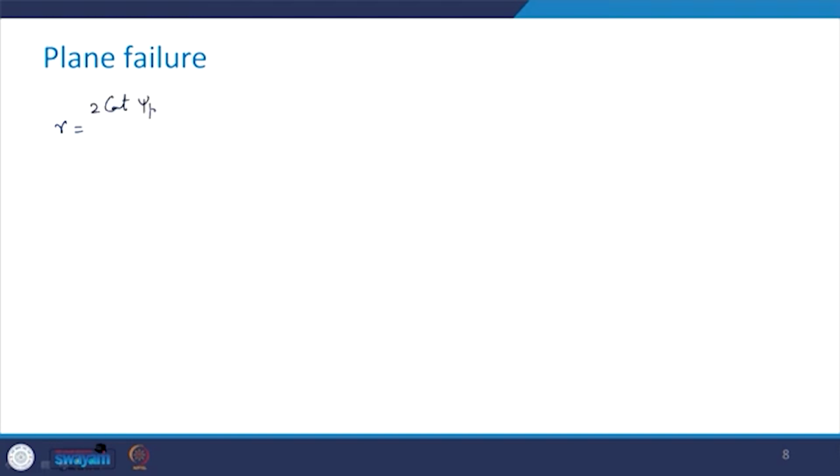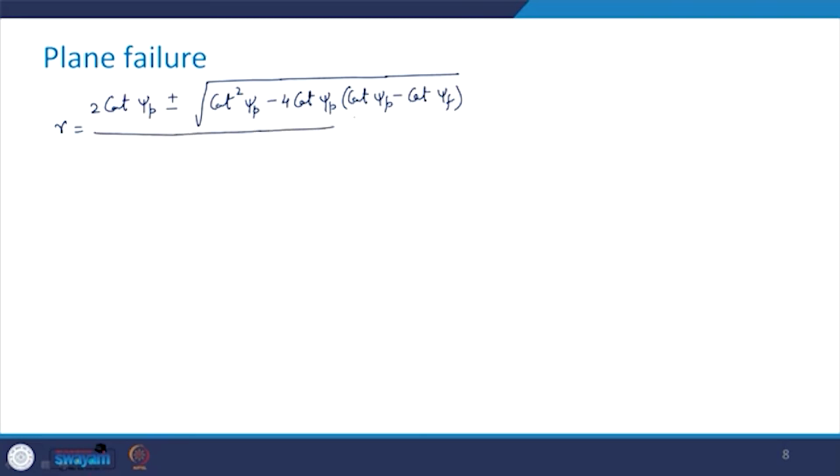2 cot ψp plus minus square root of cot² ψp minus 4 cot ψp into (cot ψp minus cot ψf). This whole thing will be in the square root sign. This whole thing divided by 2 cot ψp. This is what we are going to get.